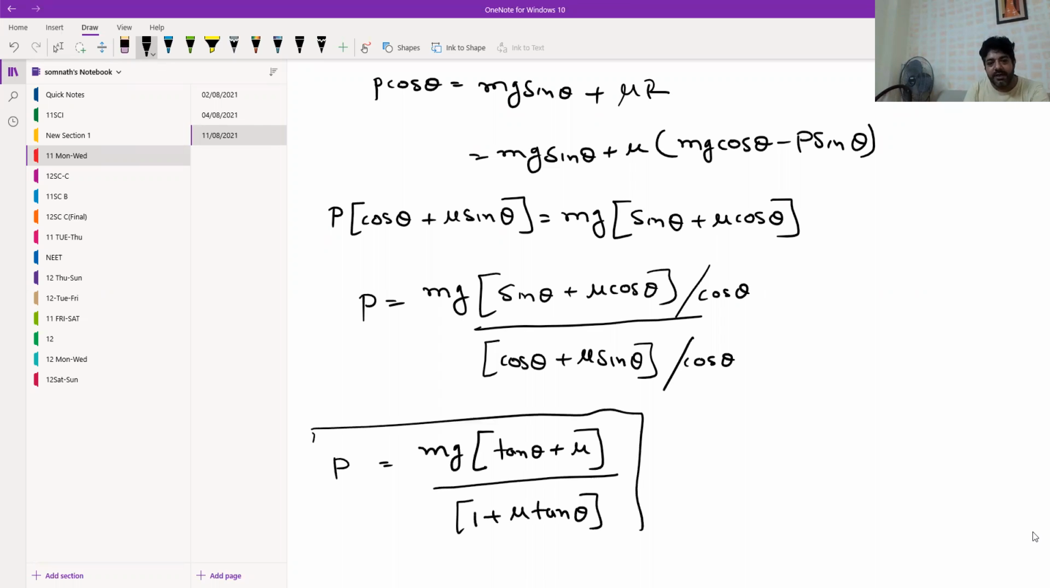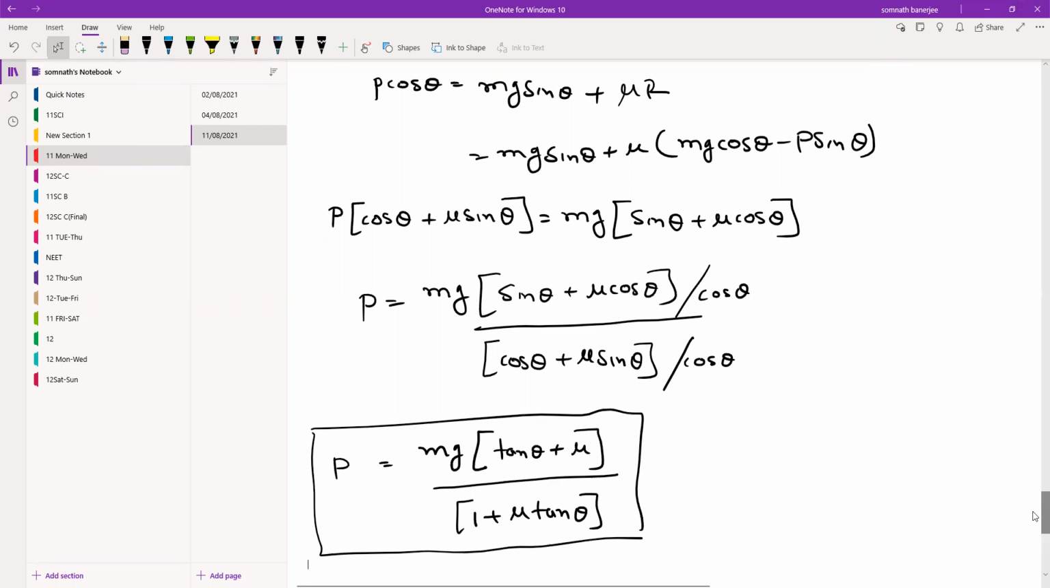They say, prove that p equals mg times (tan theta plus mu) by (1 plus mu tan theta), so that the block is just in motion. Understand? Yes, sir.